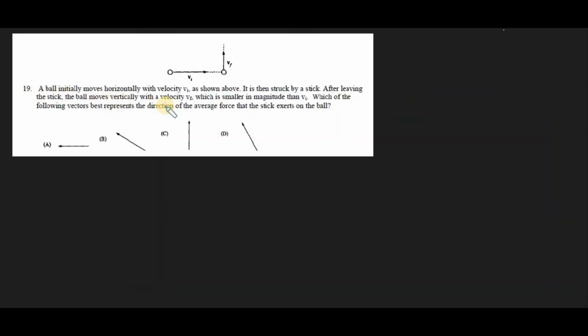A ball initially moves horizontally with a velocity vi as shown above. It is then struck by a stick. After leaving the stick, the ball moves vertically with a velocity of vf, which is smaller in magnitude than vi. Which of the following vectors best represents the direction of the average force that the stick exerts on the ball? So let's draw the diagram first. Here the ball is moving with vi and it gets struck by a stick, and after that it moves along this direction with the velocity vf.